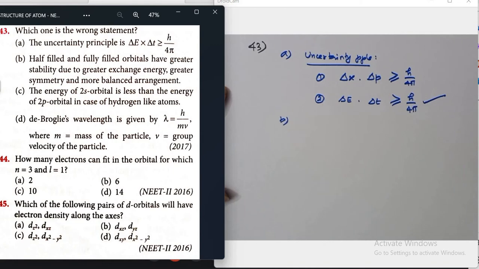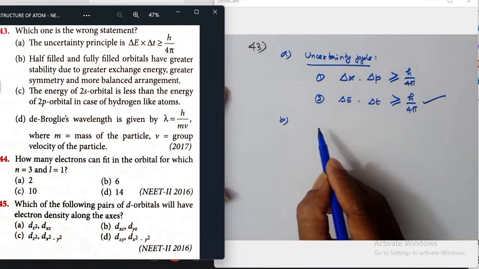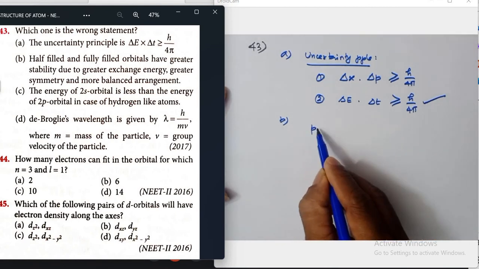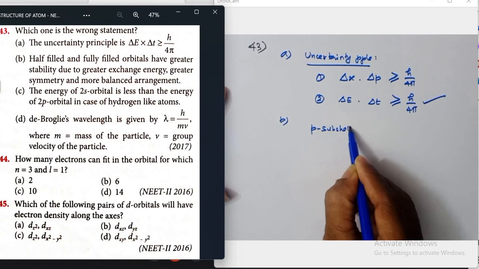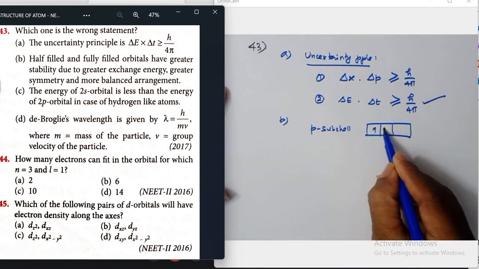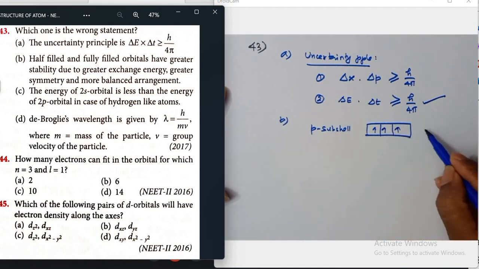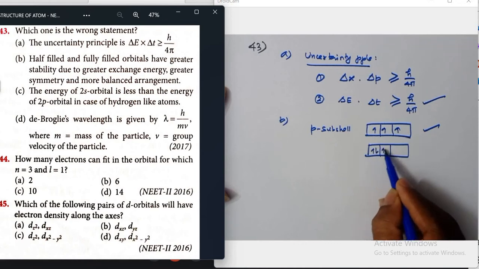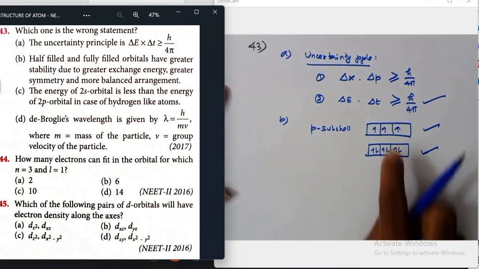Half-filled and fully filled orbitals have greater stability due to greater exchange energy, greater symmetry and more balanced arrangement. Yes, that's correct. Suppose I take a p subshell. In the p subshell, we have 3 orbitals. If all the orbitals have 1 electron, half-filled, yes, it is stable. If all the orbitals are fully filled, 2, 2, 2, this is also stable. These two arrangements are stable.